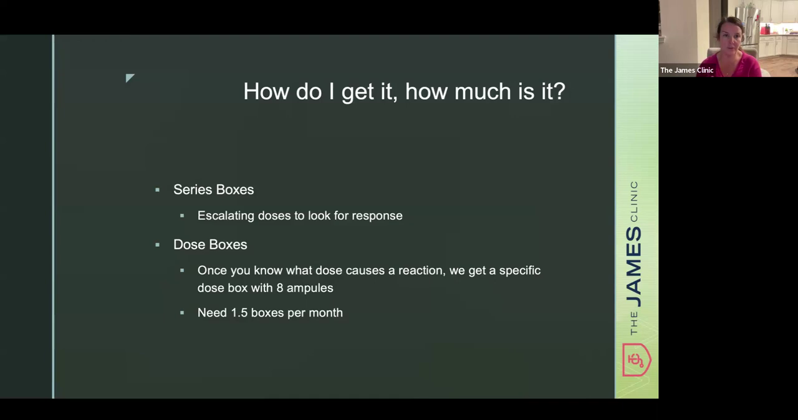So there are a couple of different kinds of boxes to order. One is a series box where it's an escalating dose, so we can find which dose you need as you're getting started. Once we have a response, then you would get that dose to take for as long as you have a response. So there are different ways to order this. There are 8 ampules per box, and the average month has 4 weeks with 3 injections a week. So you need 12 doses. Most patients are going to need 1.5 boxes per month.